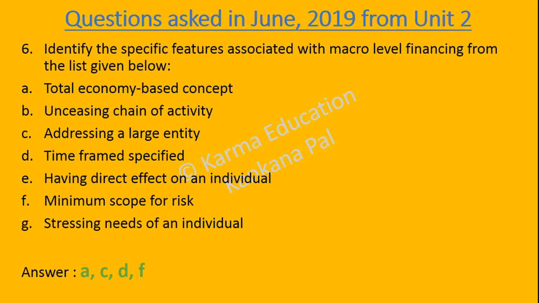Right. Next is having direct effect on an individual. It is wrong for macrofinance. In macrofinance, the direct effect can be observed on the whole economy instead of the individual. Next option is minimum scope for risk. Yes, the risk level is very low in macrofinance. And the last option is stressing needs of an individual. No, individual needs are considered in microfinance, not in macrofinance. So, the correct options are A, C, D and F.